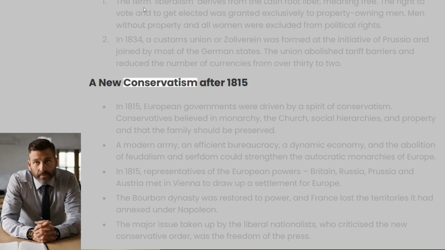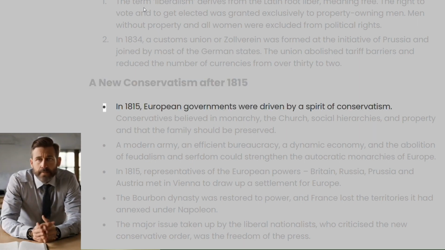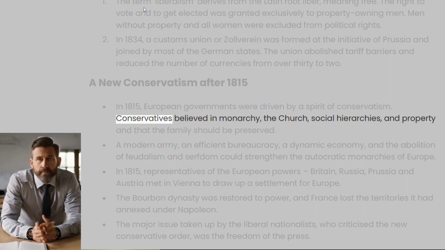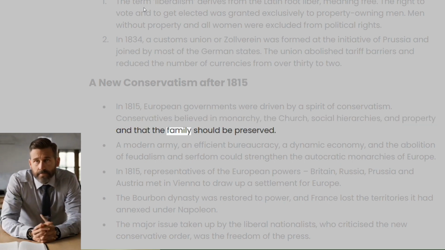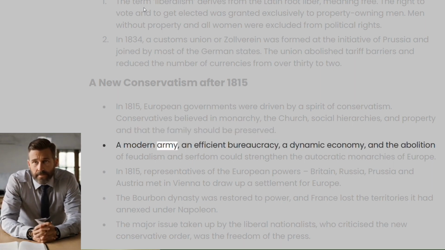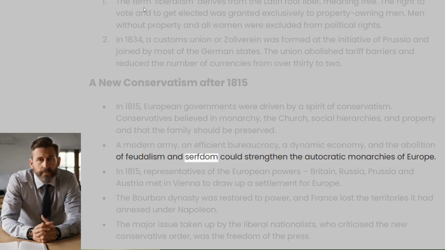A new conservatism after 1815. In 1815, European governments were driven by a spirit of conservatism. Conservatives believed in monarchy, the church, social hierarchies, and property, and that the family should be preserved. They believed a modern army, an efficient bureaucracy, a dynamic economy, and the abolition of feudalism and serfdom could strengthen the autocratic monarchies of Europe.